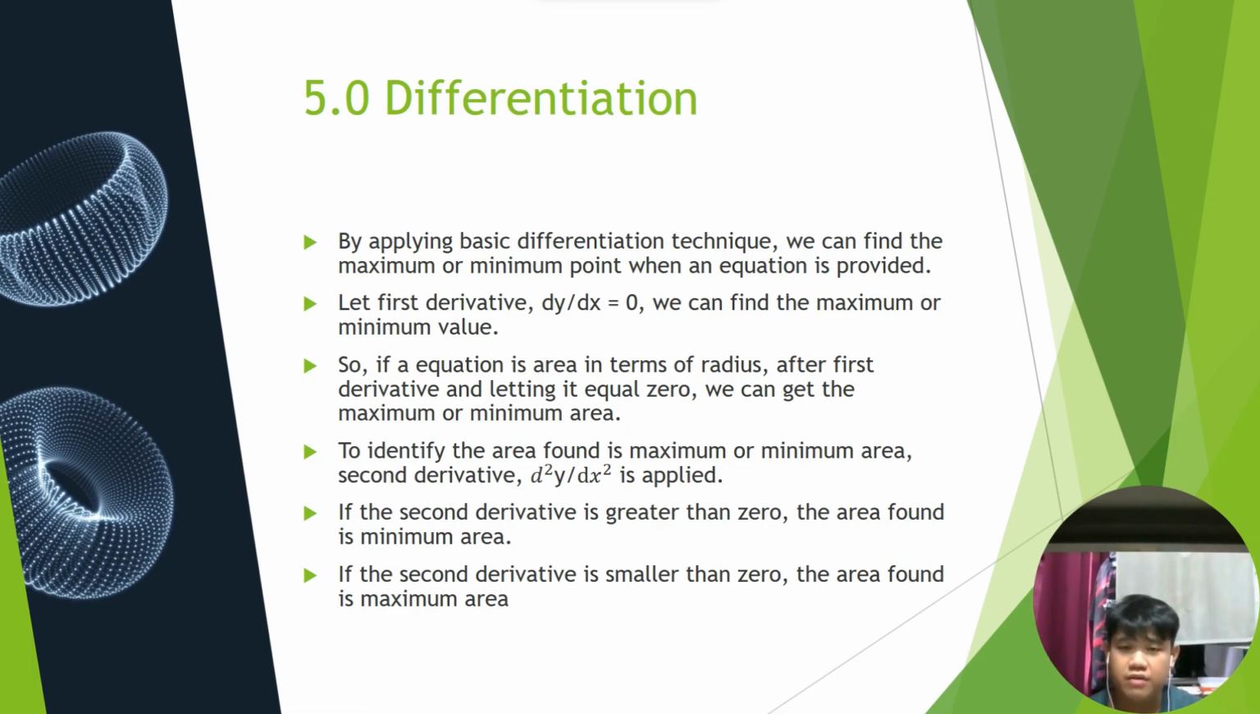When we get the area, we don't know if it is maximum or minimum, so we need to do the second derivative to identify it. If the second derivative is greater than zero, the area found is the minimum area, while if the second derivative is smaller than zero, the area found is the maximum area.